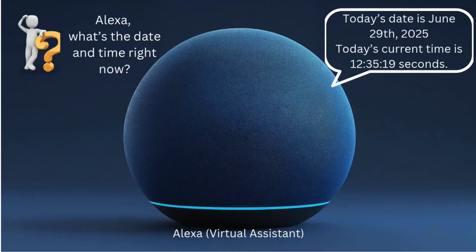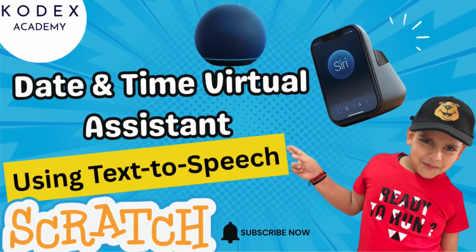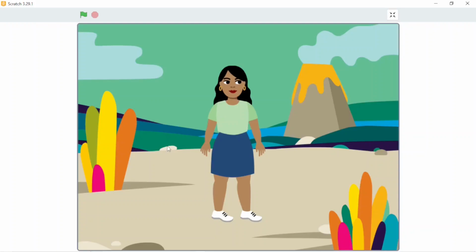Pretty good, right? In today's video, I'll show you how to create a simple Scratch project that works like a virtual assistant and tells you the current date and time. But before we get into the code, let's first see a quick demo of a Scratch-based date and time virtual assistant in action. Here is my virtual assistant named Ria. She will tell you the date and the current time.